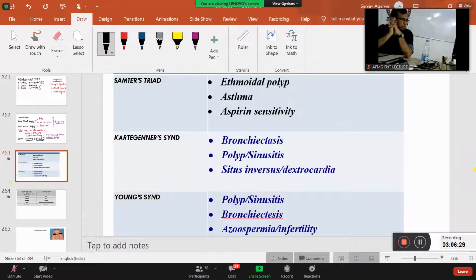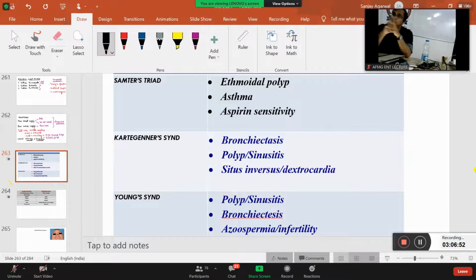Here are syndromes. All three are syndromes. Samter's triad is also a syndrome. Kartagener syndrome and Young syndrome are written here. And all three have key features. Polyp is common to all three. Polyp is the only common thread between the three.